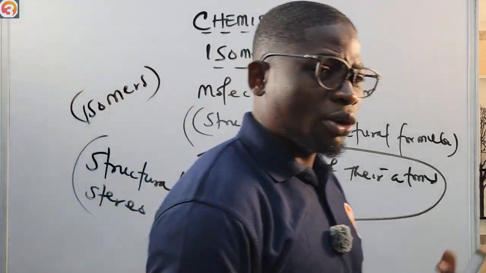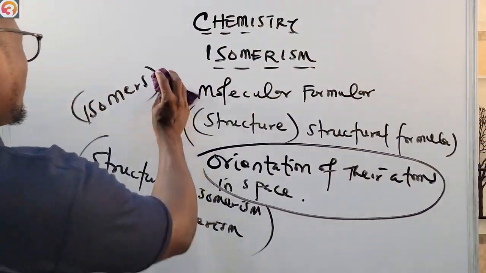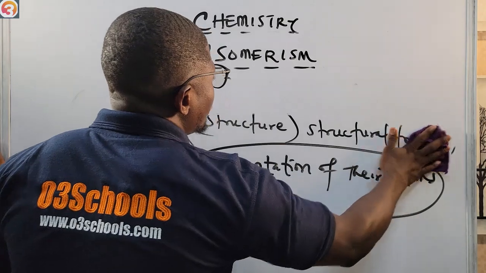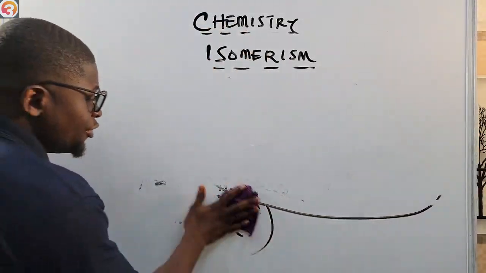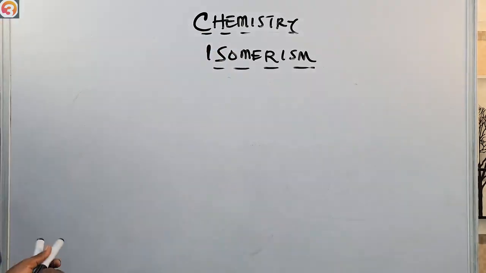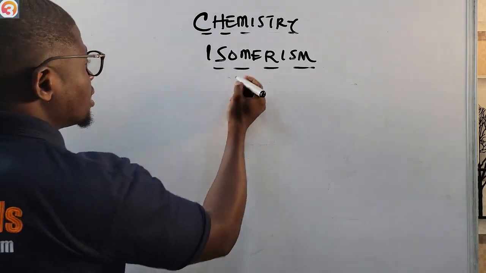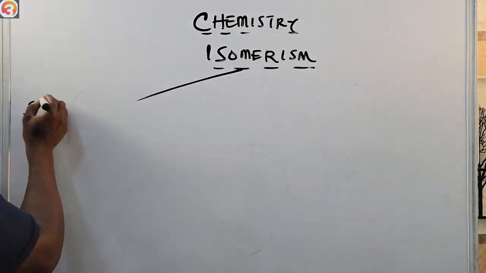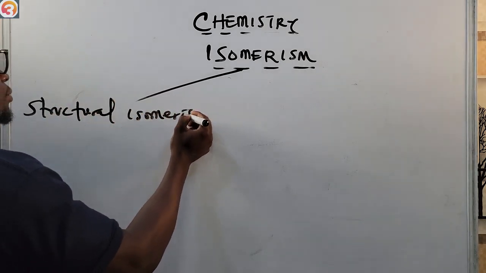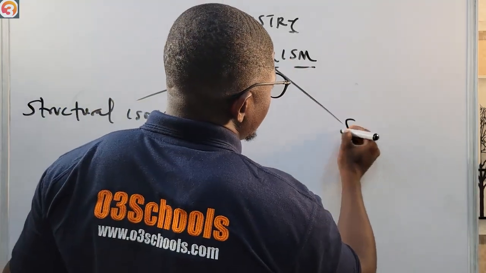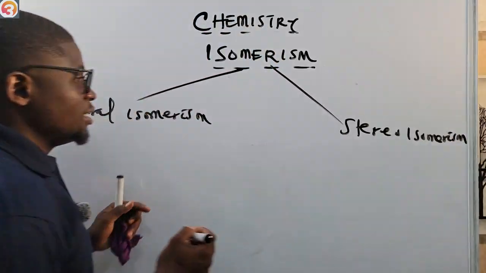This class is going to be very short because we are just introducing isomerism. In the next class, we'll start looking at the types of isomerism that we have. So basically, there are two types of isomerism we'll discuss. One is the structural isomerism, and the second one is the stereoisomerism. It's as simple as ABC.